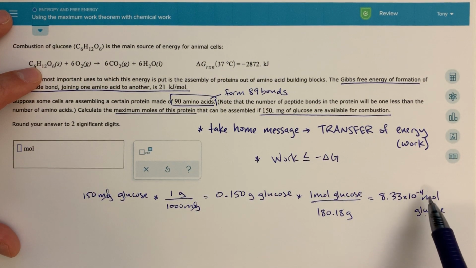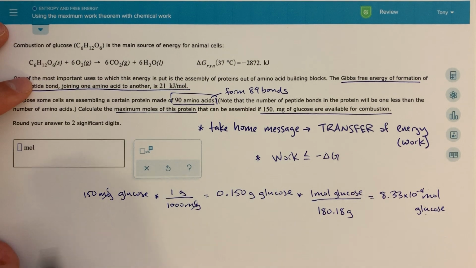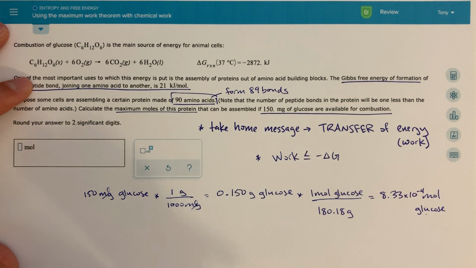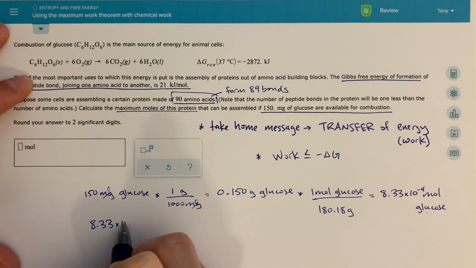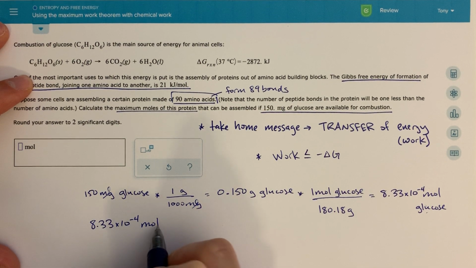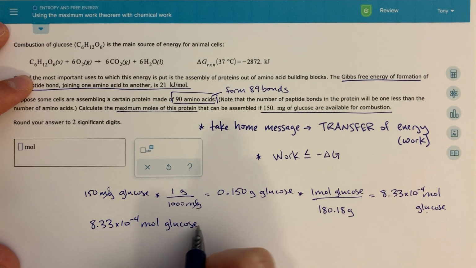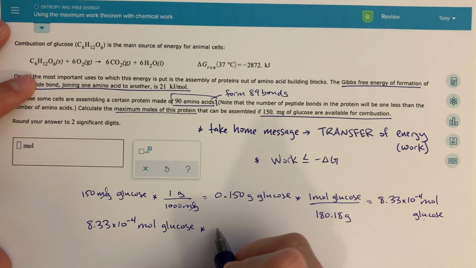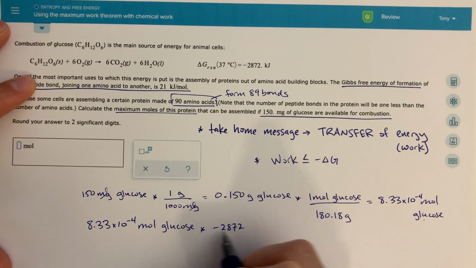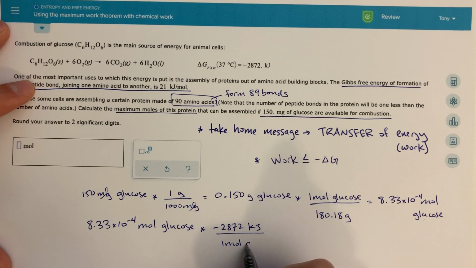So essentially what we want to do is convert these moles of glucose into an amount of free energy. And again, there's different ways to do this. I actually like to write it out as if it's a dimensional analysis type problem. So I'm going to write out 8.33 times 10 to the minus fourth moles of glucose times, so for every reaction, this is going to be minus 2.872, and we'll talk about the signs here in just a second, but I'm just going to bring this number down for every 1 mole of glucose, right?